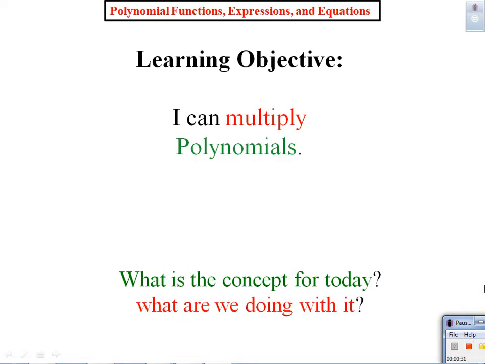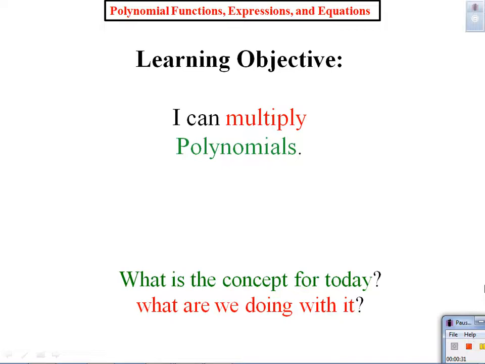All right, our objective for today: I can multiply polynomials. Once again, I can multiply polynomials. We're still within the umbrella of multiplication. Today we're going to add a couple more things just to put together some concepts that we need to cover.